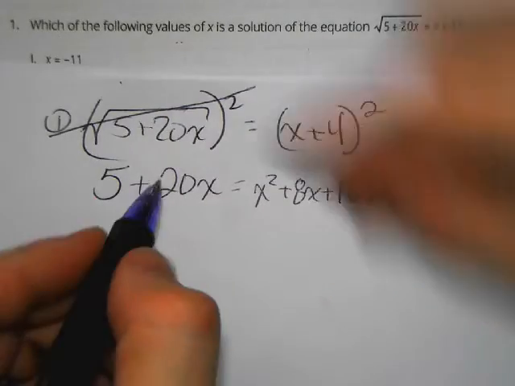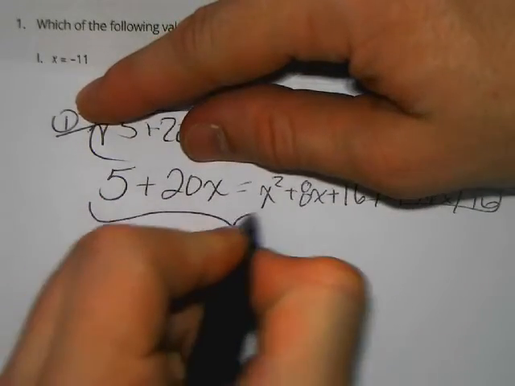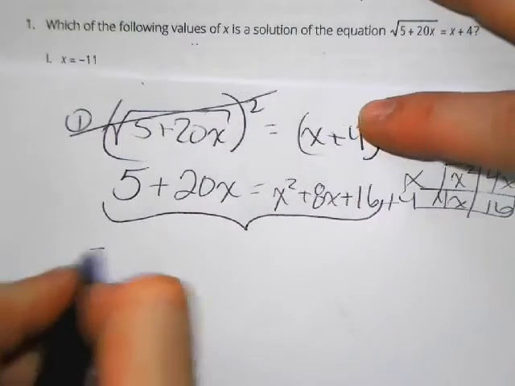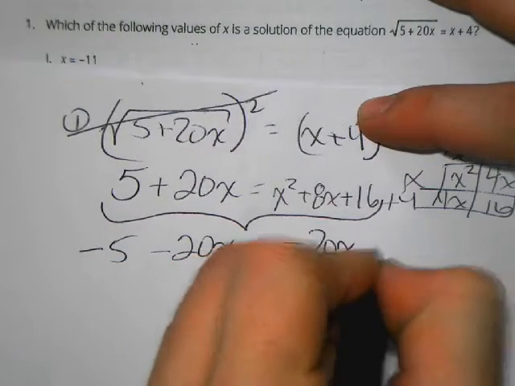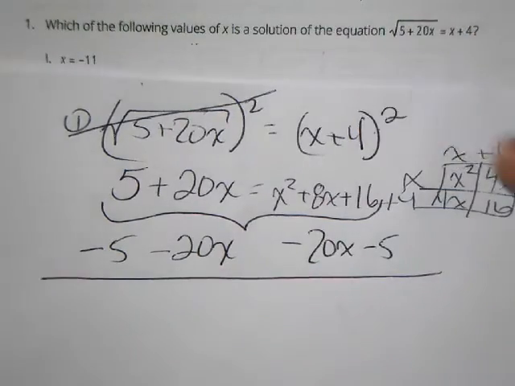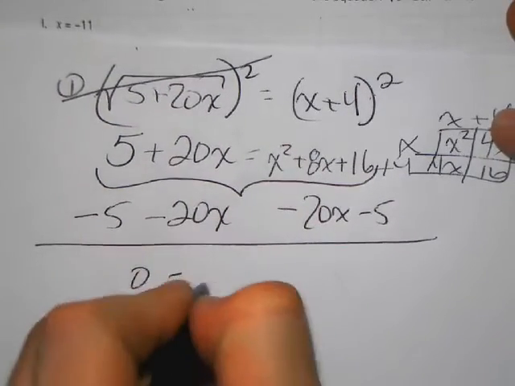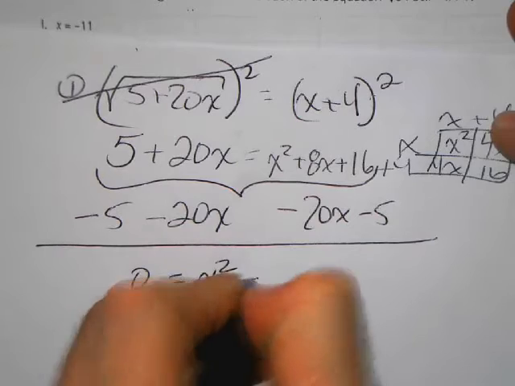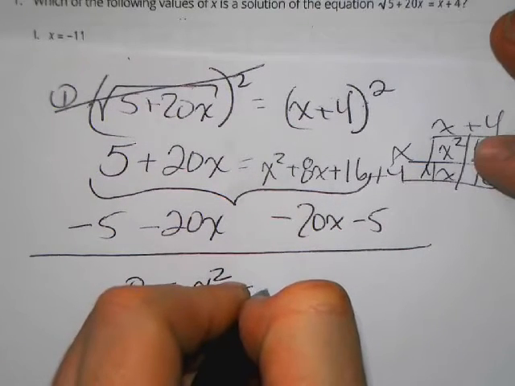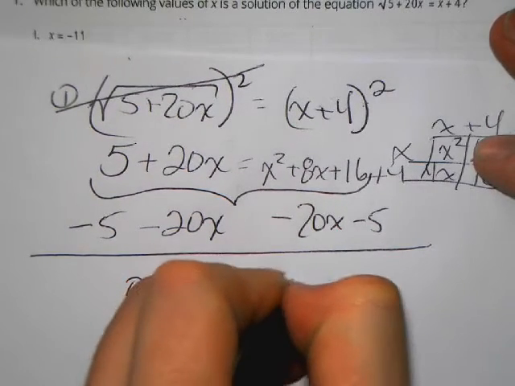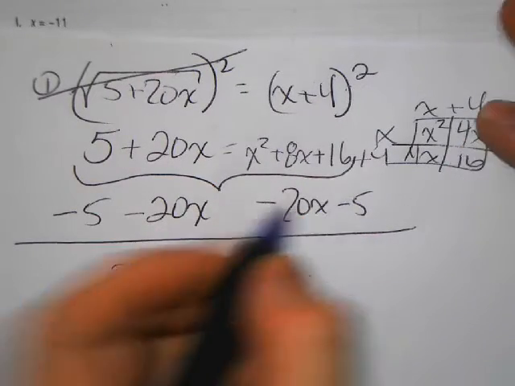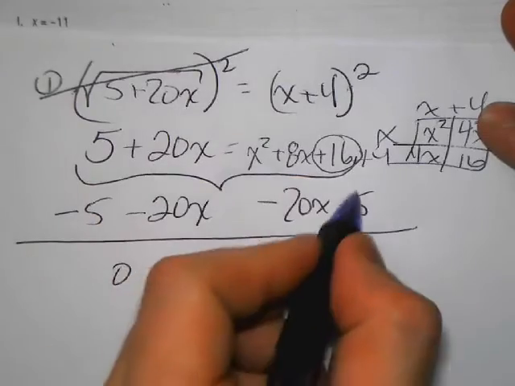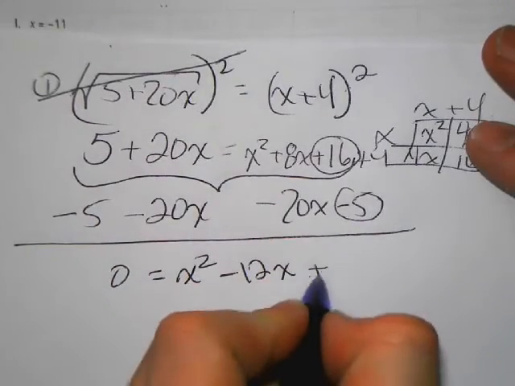Now that we've got all of our terms, we need to put them all on one side so that we can actually factor. So I'm going to subtract 5 and 20x. So I can have 0 equals x squared minus 12x, and then 16 and negative 5 is 11.